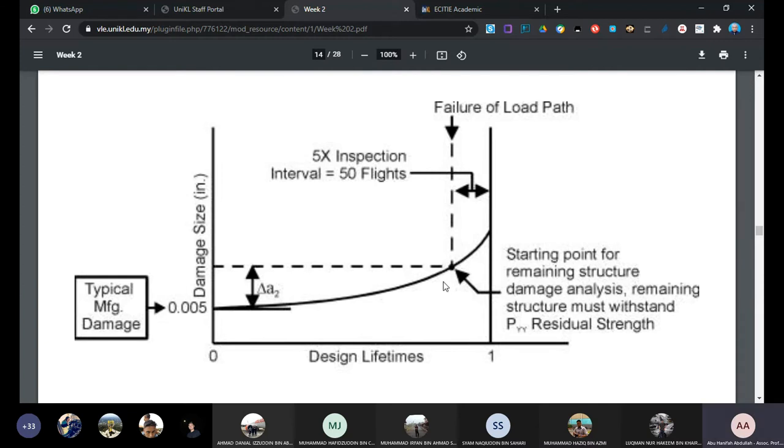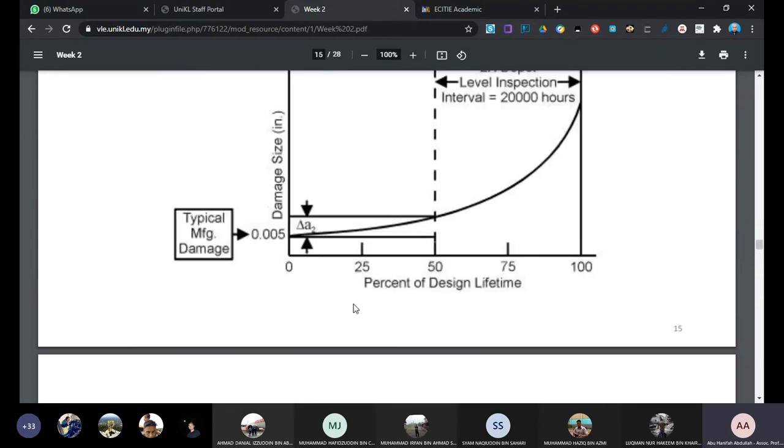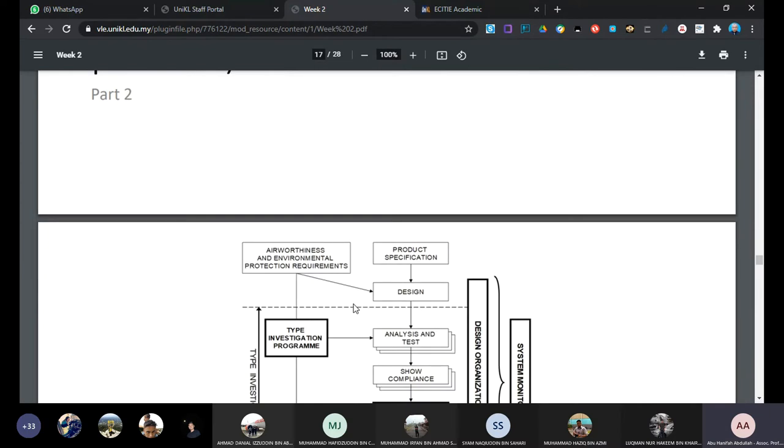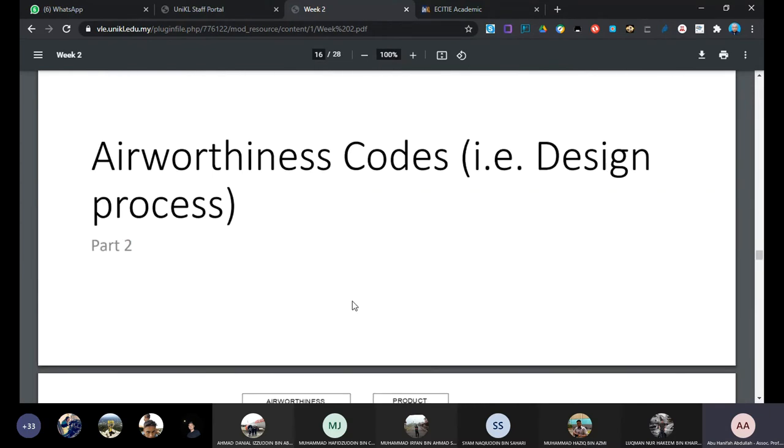So this is inspection. You can see the manual, the aircraft structure manual, or the maintenance program of the aircraft. And then you can see the inspection requirement for structure, and most of the inspection requirements for structure came from this fracture mechanic analysis. Critical crack length. Okay, enough on that.